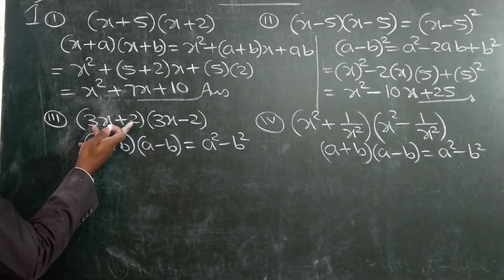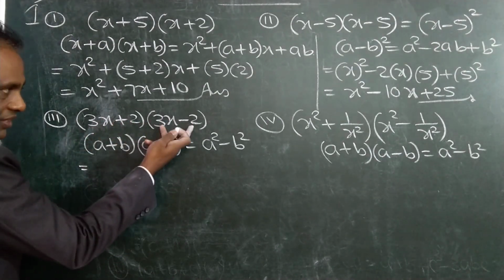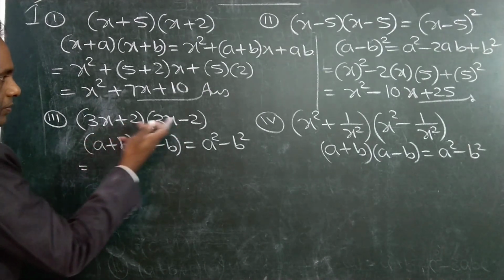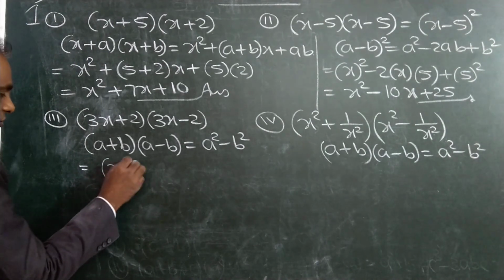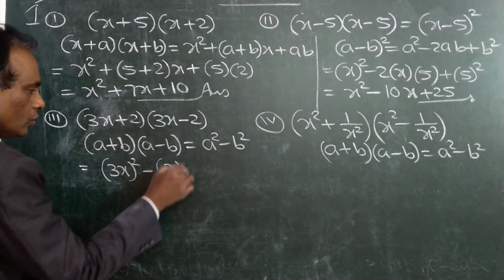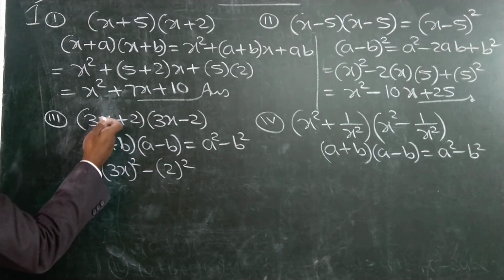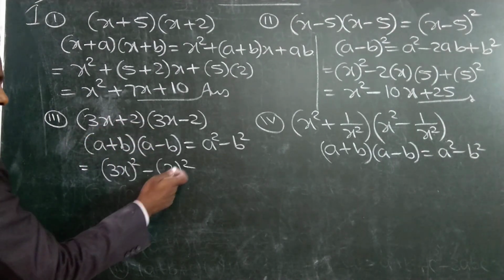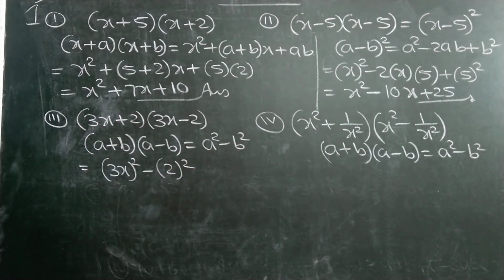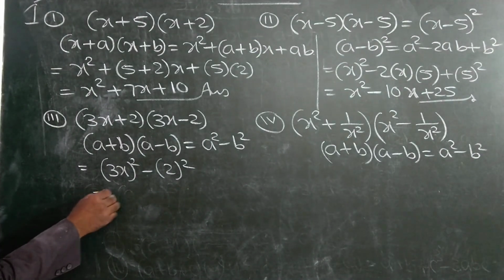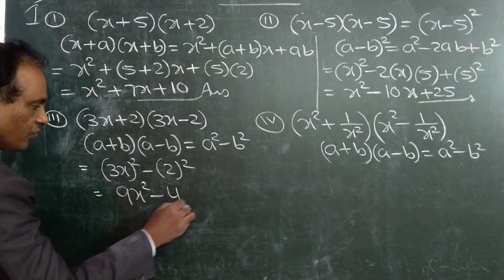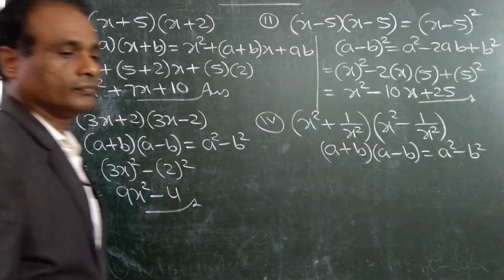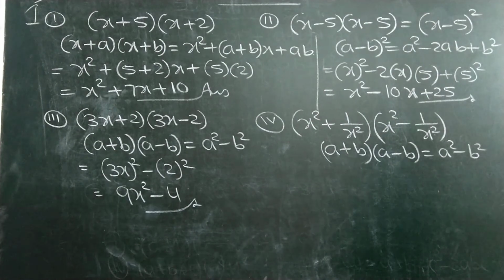a plus b, see here, a plus b, same terms are repeated. (a plus b) into (a minus b) is a square minus b square. What is a? 3x whole square. What is b? 2 square. (a plus b) into (a minus b), a square minus b square. Formula. 3 square is 9x square, 2 square is 4. Any doubt, anybody?